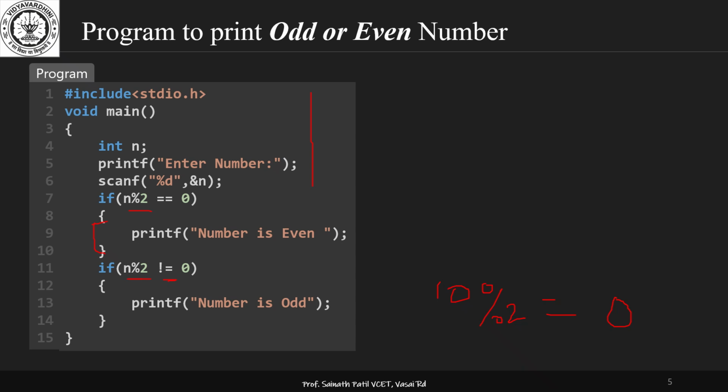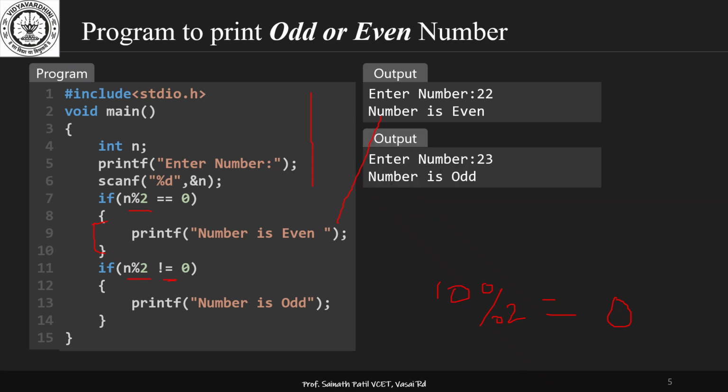So for the output, when I enter an even number, the statement under the even if gets executed, that is, number is even. If I run it again and now enter an odd number, for example 23, the message under the second if gets displayed, that is, number is odd.